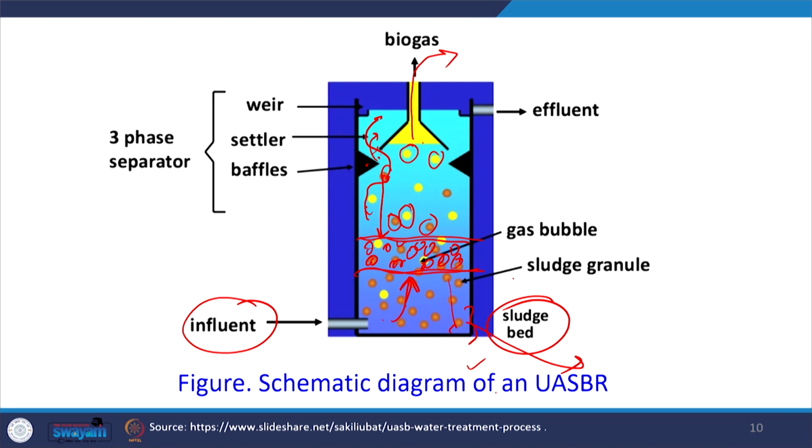Now, in total we have the 3-phase separator, which has a weir, a settler where the solid will return back, and a baffle system. Ultimately, the effluent will go into this weir and be taken out. If required, it may be used for irrigation, or for further treatment. So, this is the schematic of the USB reactor, the upflow sludge blanket reactor, and the main benefit is that we get biogas which can be used further.